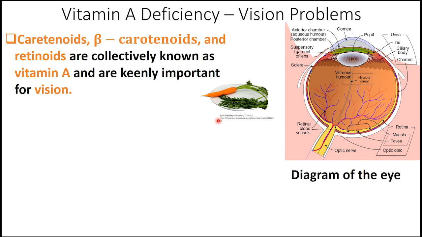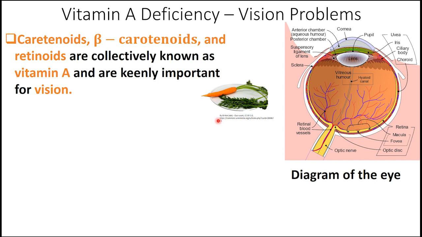When you have a vitamin A deficiency, what results is vision problems. The carotenoids or the beta-carotenoids and the retinoids are collectively known as vitamin A, and they're keenly important for vision. It turns out that the protein called rhodopsin, which is involved in the phototransduction pathway within the retina, has a retinoid within it, called 11-cis-retinal, that undergoes a conformational change from a cis conformation to a trans conformation under the presence of light.